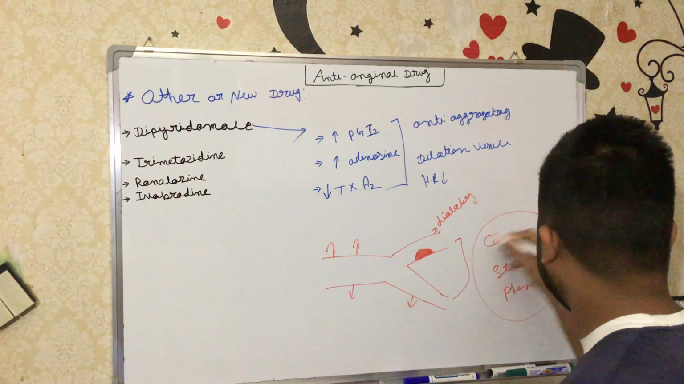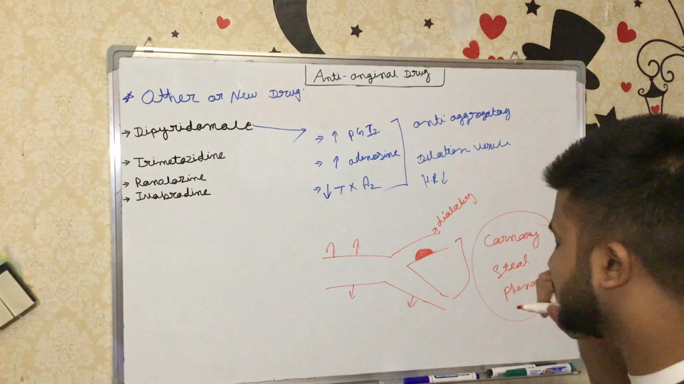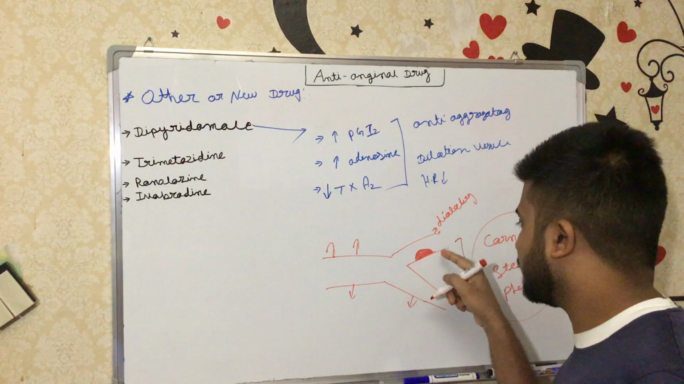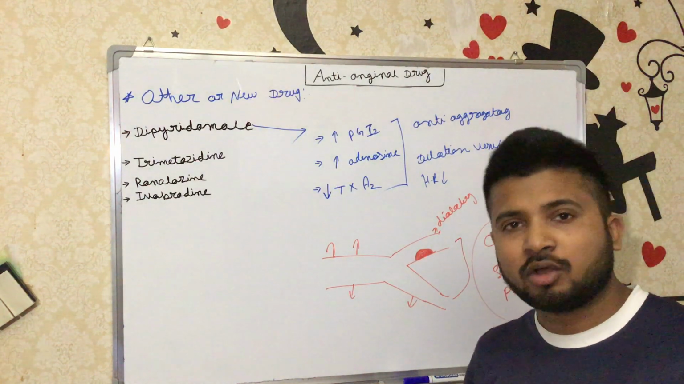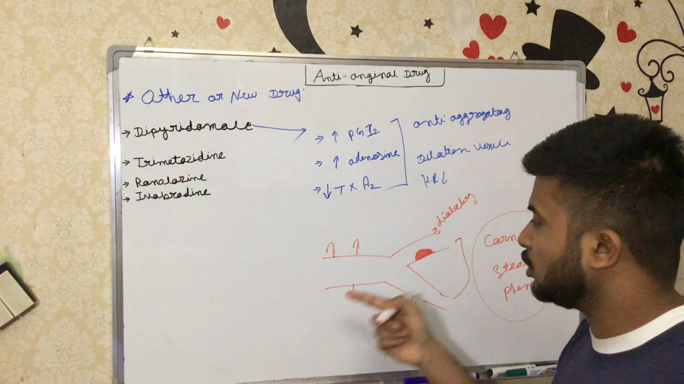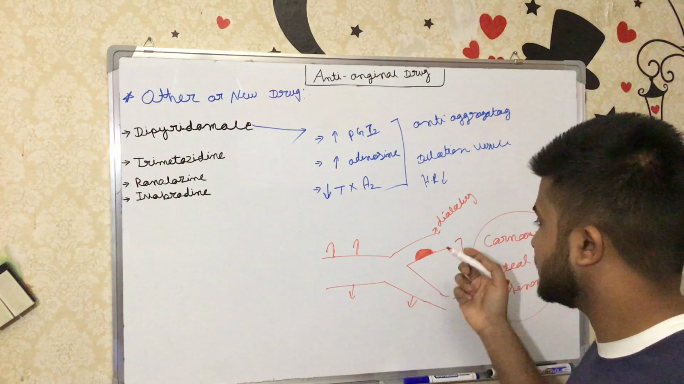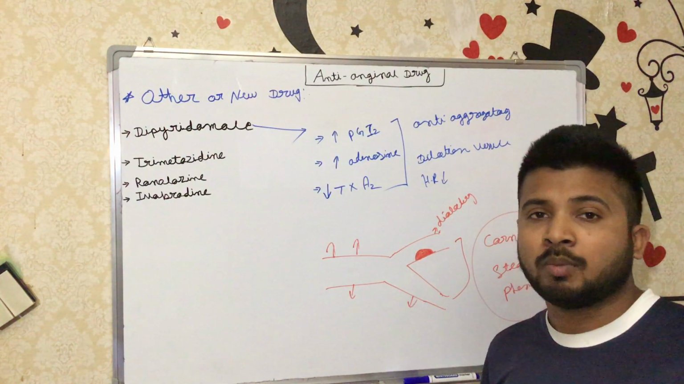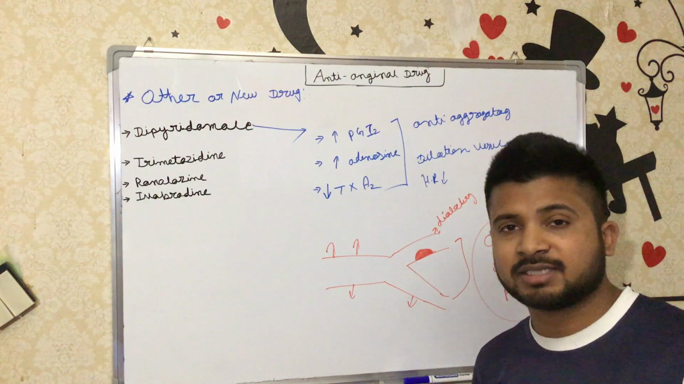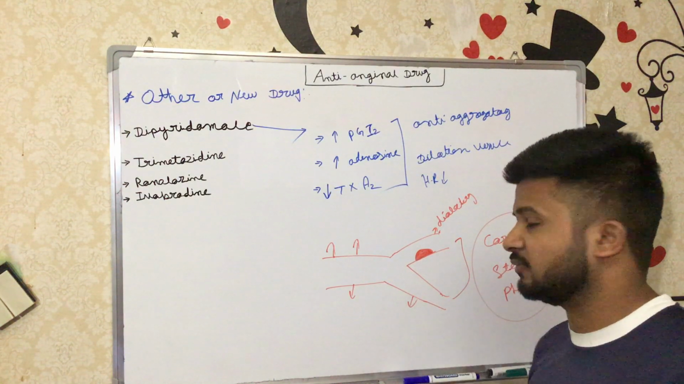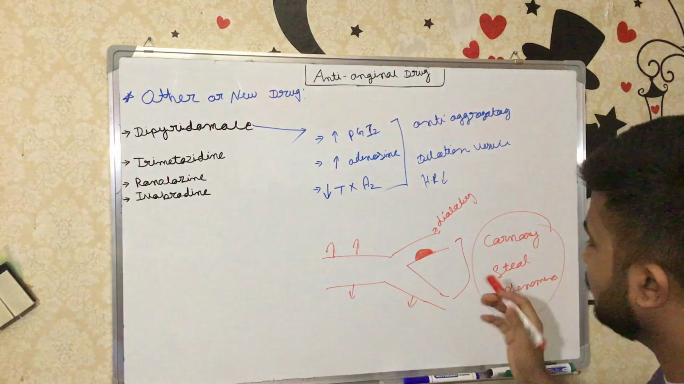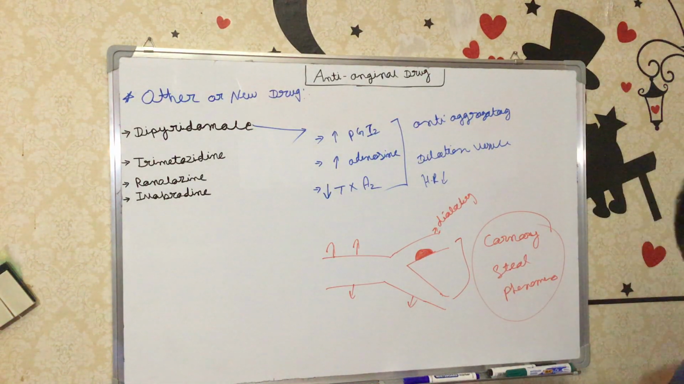So this is the steal phenomenon. Actually, it is the dilation of the ischemic area along with dilation of the non-ischemic area, and blood shifts from the ischemic to the non-ischemic area. It can lead to even more worsening, decreasing the oxygen and blood further, and can lead to infarction and severe problems. Due to this reason we don't use it nowadays.